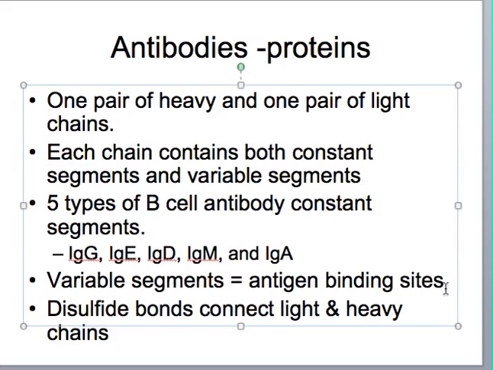Because antigens are also different, the part of the antibody that's variable is the part where the antigen binds. It makes total sense because the antigens are all unique. But the constant part is the part that's the same on all of these different kinds of antibodies. And we have 5 main kinds of antibodies. And we need to remember that disulfide bonds connect the light and heavy chains. They're the type of bond that involves sulfur.